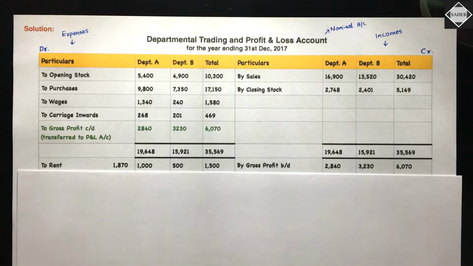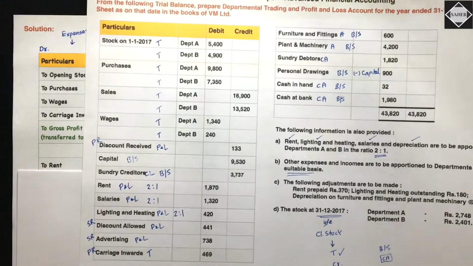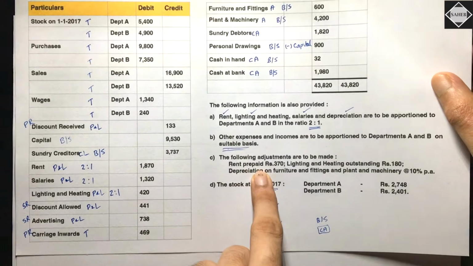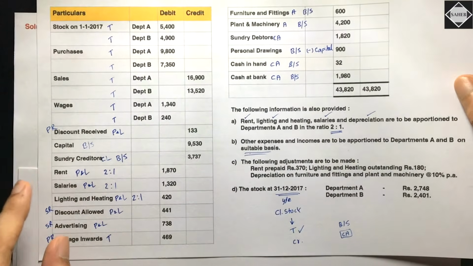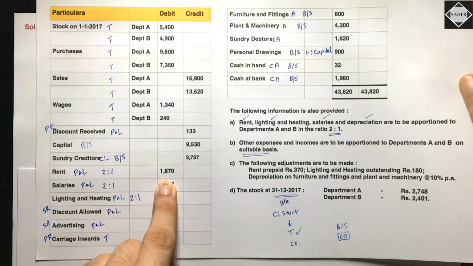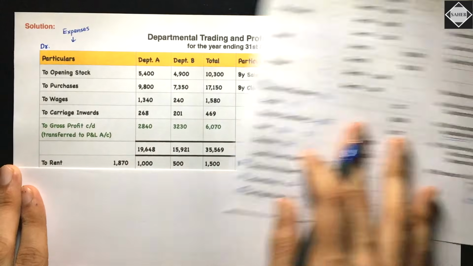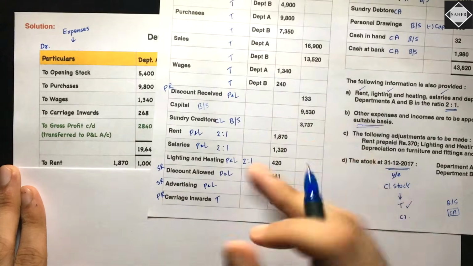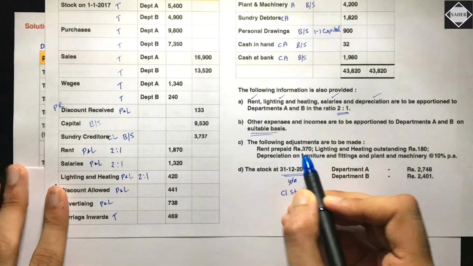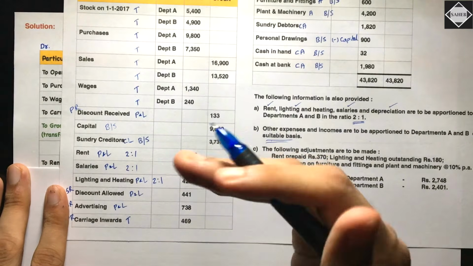Is that clear? Now you have to go back to the question and pick the profit and loss items. First, what do you have? First they said about the prepaid rent. We can't take the rent directly. How much is the rent? See, rent is 1,870. We can't take it directly. Understand now what will happen. First we'll take this 1,870 to rent. And then they have said prepaid rent 370, which means out of this rent expense of 1,870, 370 is paid in advance.